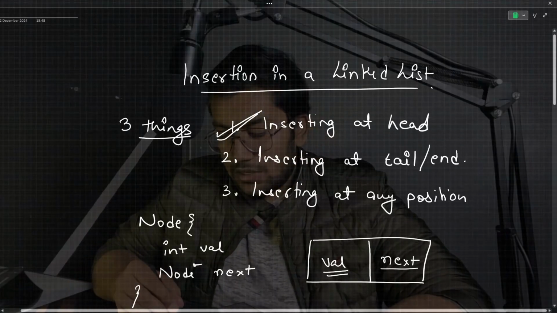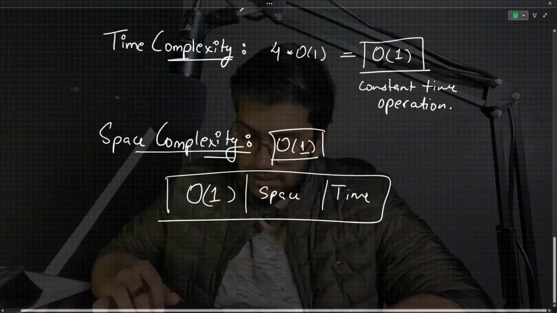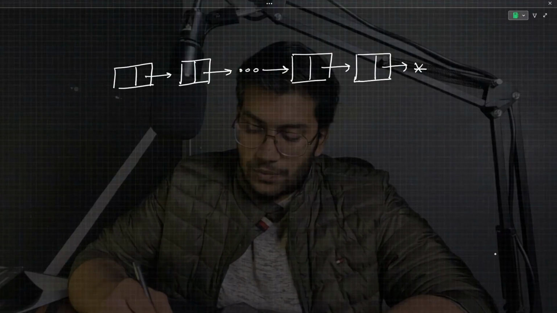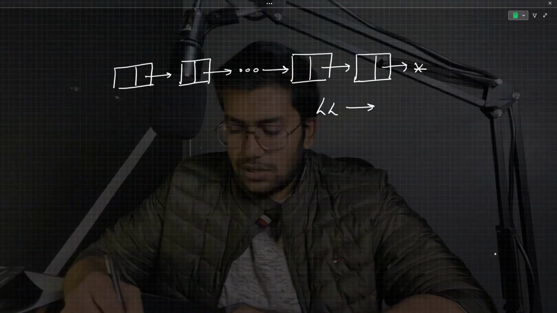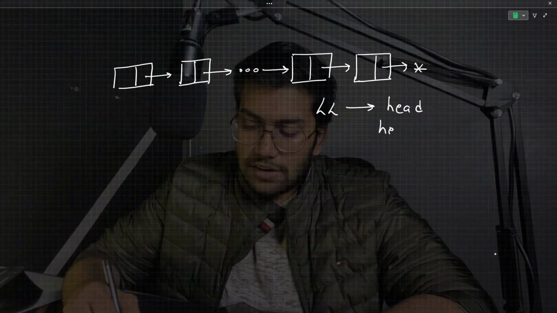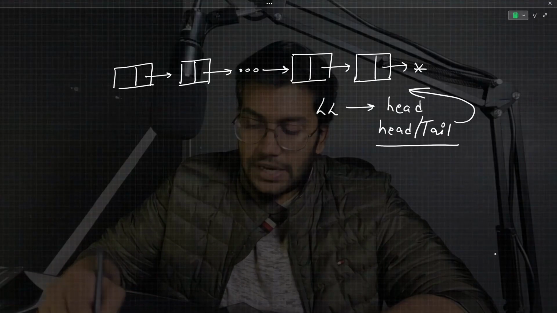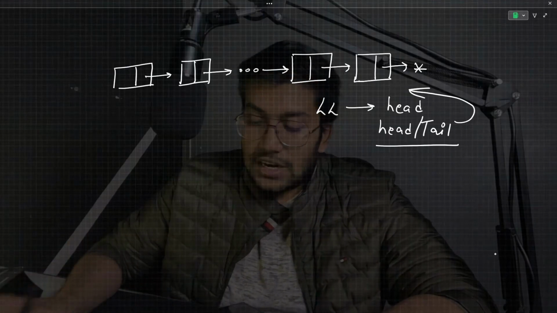Now let's look at inserting at tail, or inserting at the end. Again, let's draw a linked list. So there are 2 cases in this as well. When you implement a linked list, you can implement it in 2 ways in general. Either you only keep track of the head pointer, or you have both a head and a tail pointer. The tail pointer would always be pointing at the end of the list.